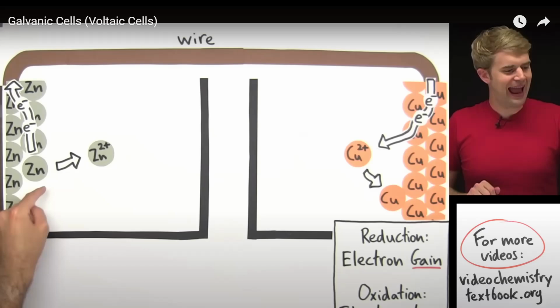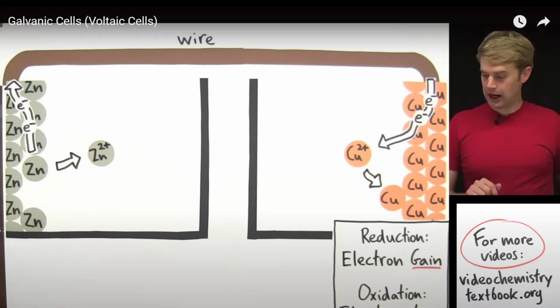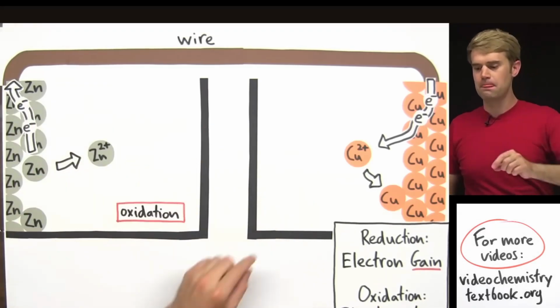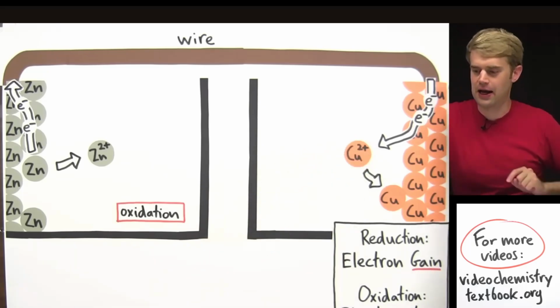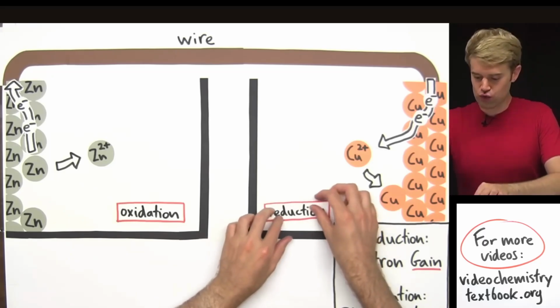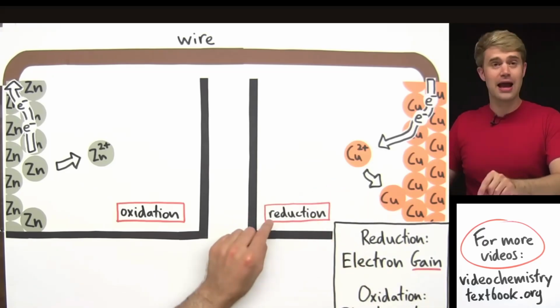Zinc is getting oxidized and copper is getting reduced. Yes, atoms are losing electrons. So that means that oxidation is happening on this side of the voltaic cell. And over here, this Cu2+ ion is gaining 2 electrons to turn into a neutral copper atom. So reduction, or gain of electrons, is happening over here.